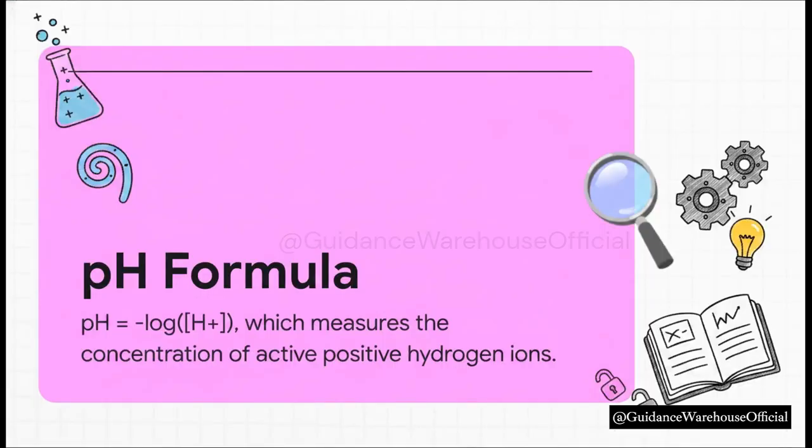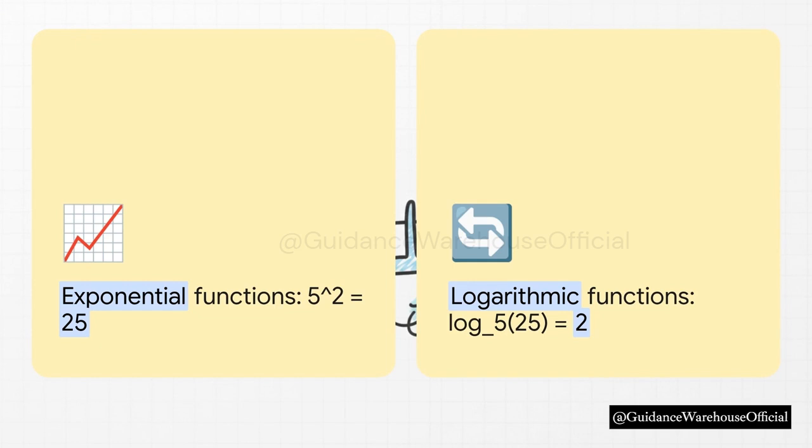And that brings us to the formula for pH. It measures the concentration of active positive hydrogen ions using logarithms. By the end of this lecture, you're going to master the mathematical rules required to manipulate complex formulas exactly like this one. You'll understand the core logarithmic concepts, the exact laws behind them, and how to apply them to unlock real-world science. Before we jump into the specific rules, let's recall a really helpful analogy.